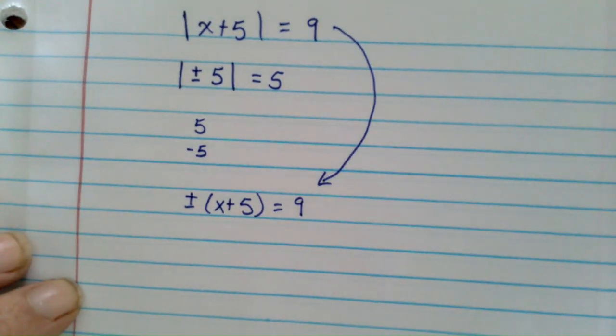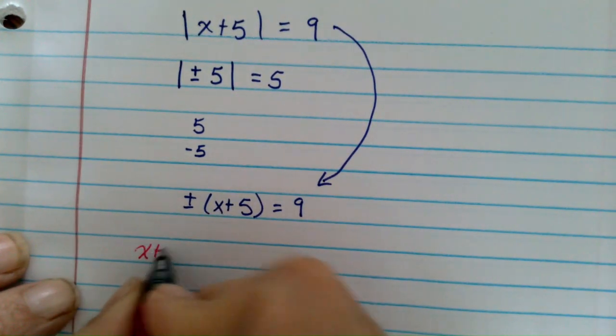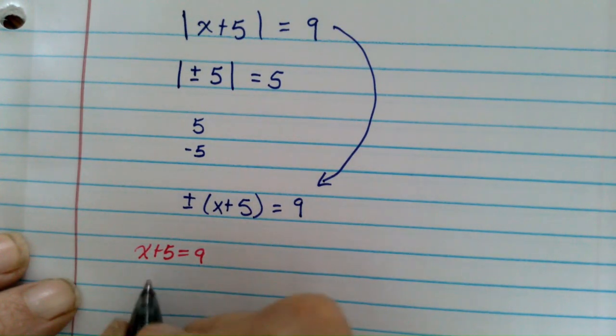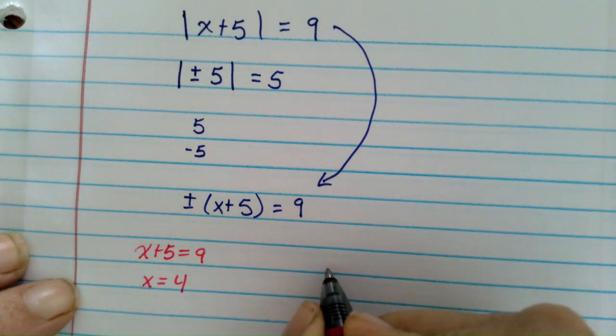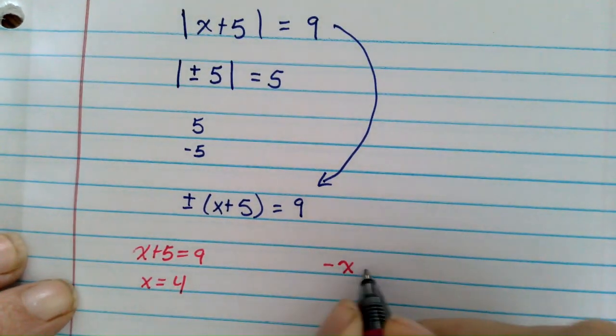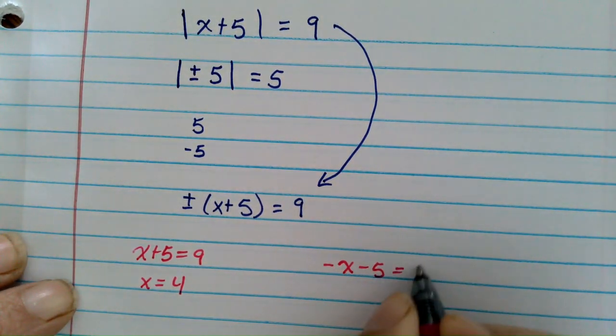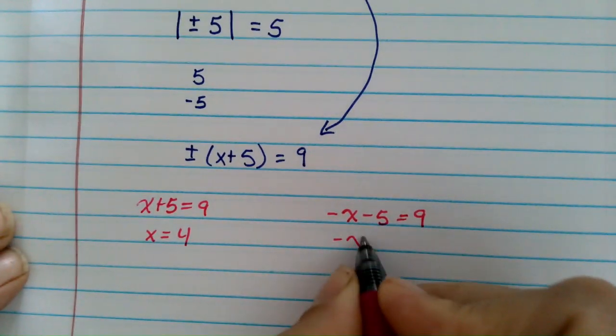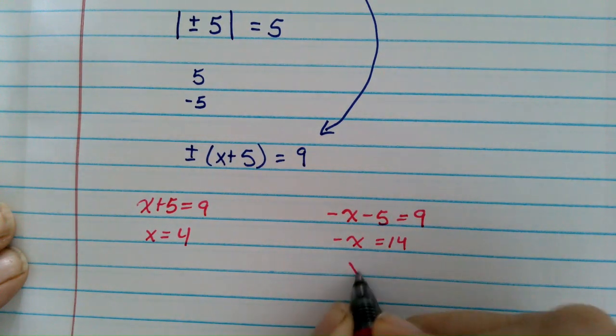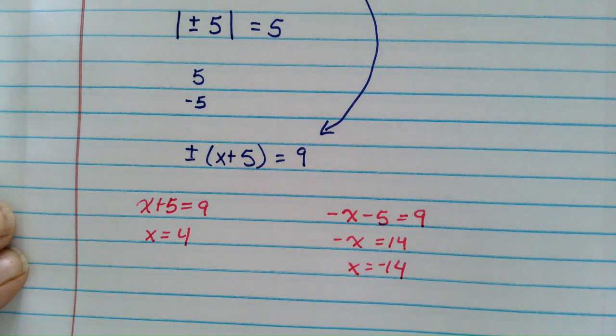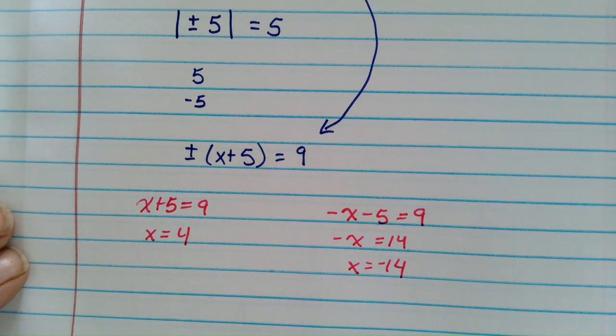So if it's positive, then we would have x plus 5 equals 9, subtract 5. Or negative, we'll distribute that. So I'd add 5 and divide by negative 1. And now we're seeing proof of those 2 answers.